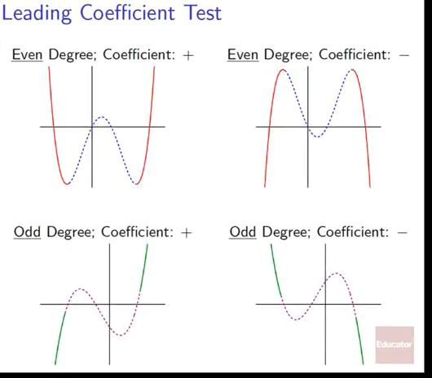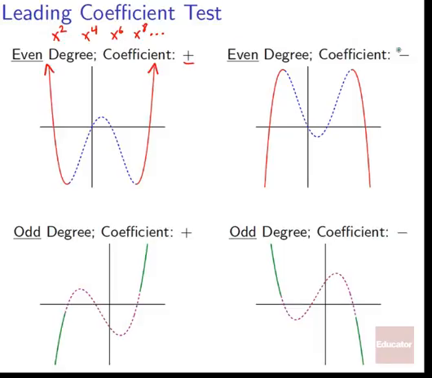So for the leading coefficient test, if we've got an even degree, which is a polynomial where the leading exponent is going to be even, like x squared, x to the fourth, x to the sixth, x to the eighth, etc., then if the coefficient is positive, then on the right and on the left, we're going to be going up. Because when we plug in a very large positive number, it's going to still stay a very large positive number. If we plug in a very large negative number, then that even exponent will flip it to being positive, so we'll still be going up.